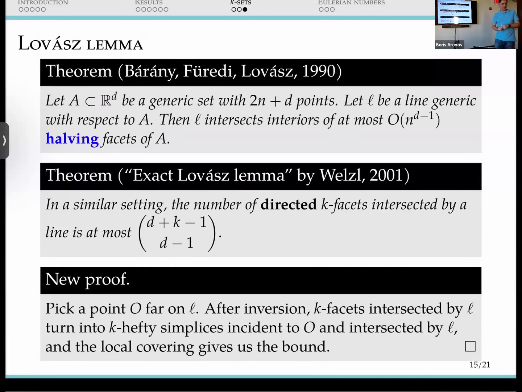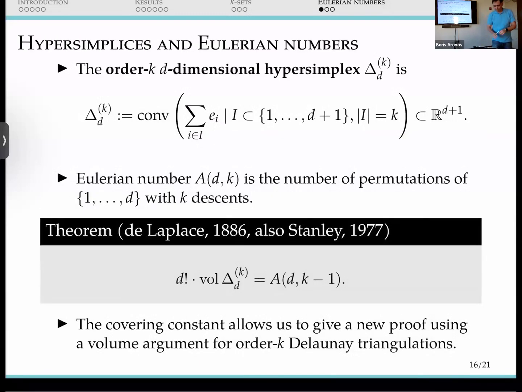Okay, any more questions? Okay, so a little bit of algebraic combinatorics. So the result from algebraic combinatorics that we were able to recover, it's not really algebraic combinatorics, it's more about combinatorial properties of volumes of hypersimplices. So what is a hypersimplex? It's a polytope, the order k d-dimensional hypersimplex.